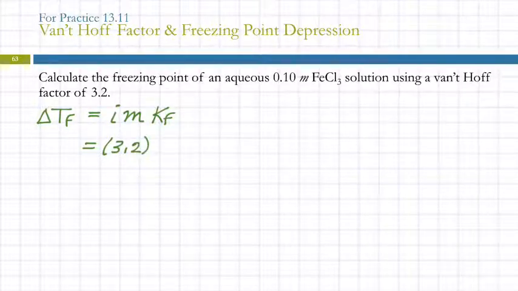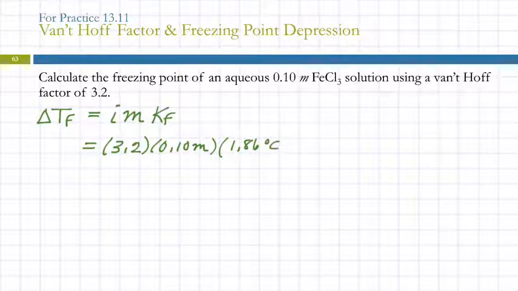We're given the molality, 0.10 molal. And then we need the freezing point depression constant. You'd go look it up in the table. Don't expect you to memorize that. Since we just did one, I've got it in my head. It's 1.86 degrees Celsius per molal. So we've got 3.2 times 0.1 times 1.86. That's 0.5952.